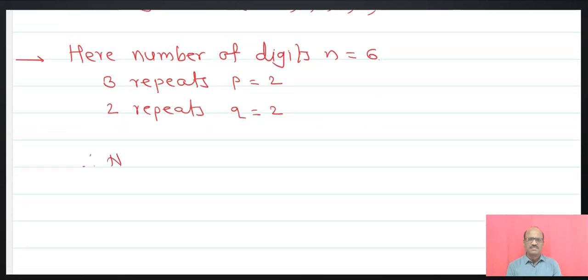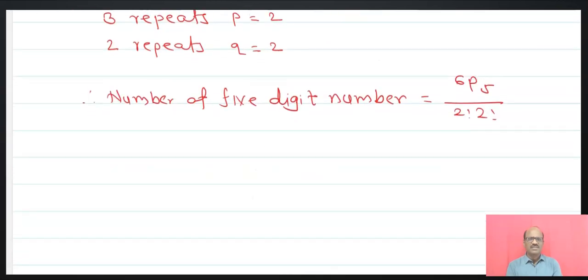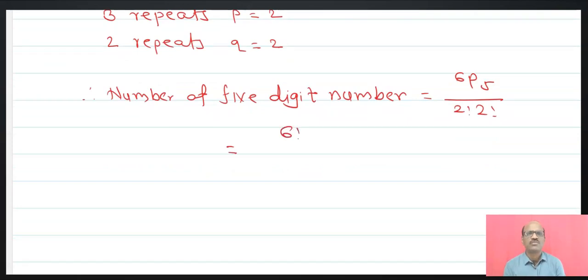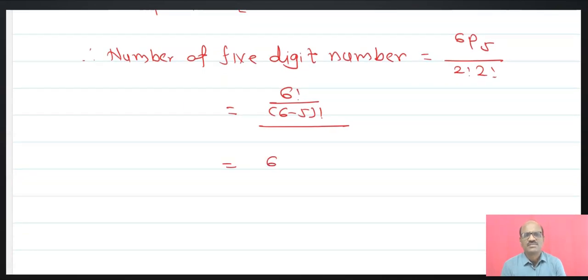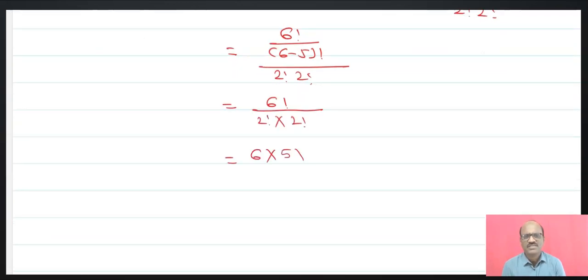Therefore, the number of 5-digit numbers is equal to 6P5 upon 2 factorial into 2 factorial, since there is a repetition, and we'll calculate out of the 6 digits we want to form the 5-digit number. Therefore it is 6P5 upon 2 factorial into 2 factorial. Now 6, 5, 4, 3, 2, 1. This is the calculation.